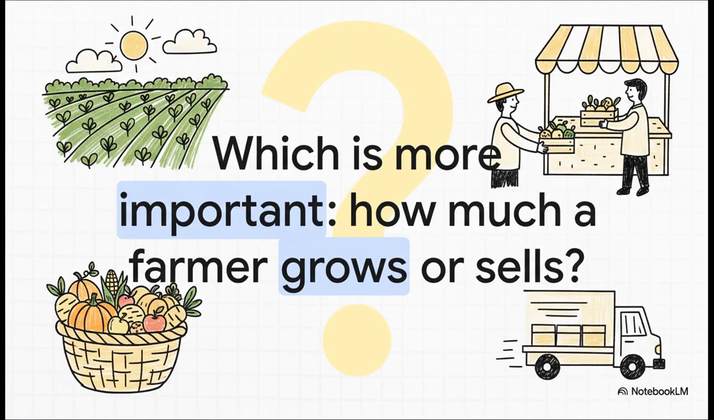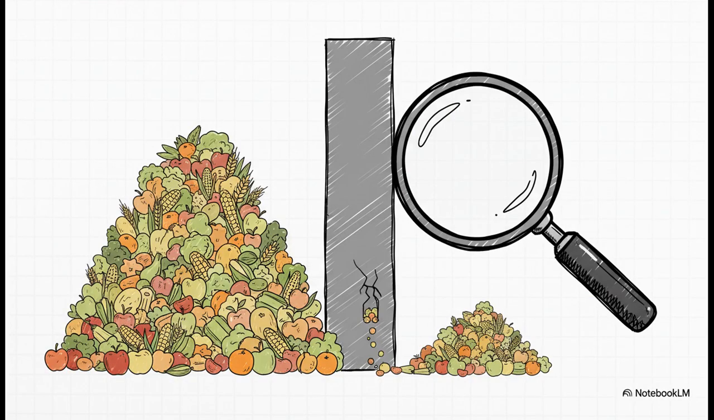So let me just ask you directly, what do you think is more important? How much a farmer grows in total, or how much they actually end up selling? It's the surplus, for sure. I mean, think about it. It doesn't really matter if a country grows 1 million tons of wheat if none of it actually gets to the market, right? The surplus, what's actually sold, is the number that reveals the true market supply. It's what's really available for the rest of us.